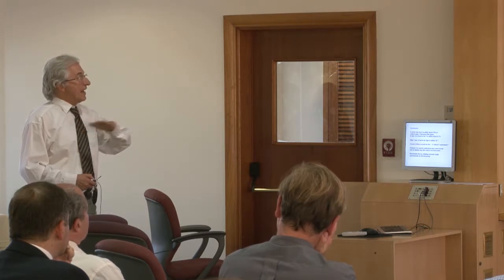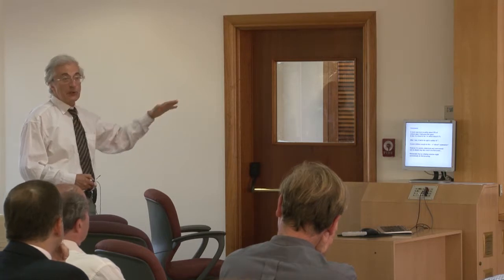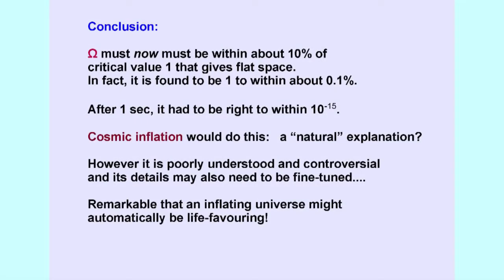And that would mean flat space, not curved one way, not curved the other way, just sort of ordinary Euclidean flat space. We find that it's 1 to within 0.1%. So it's much better than it needs to be. At the very start of the universe, it had to be right within much bigger precision than that. It had to be right within a factor of 10 to the minus 15. Now we're talking about precision.